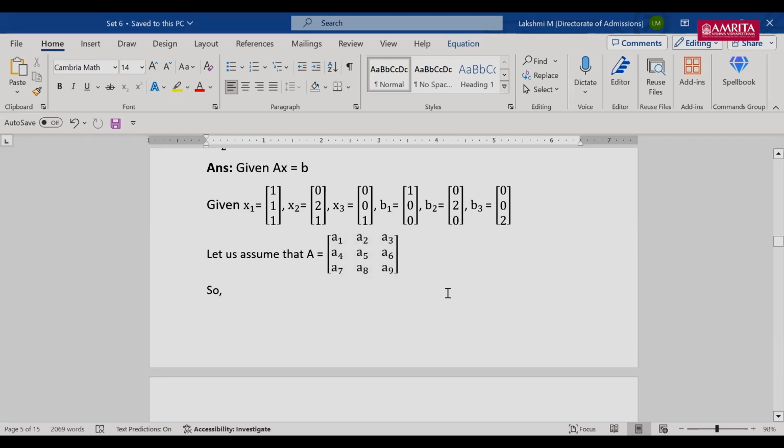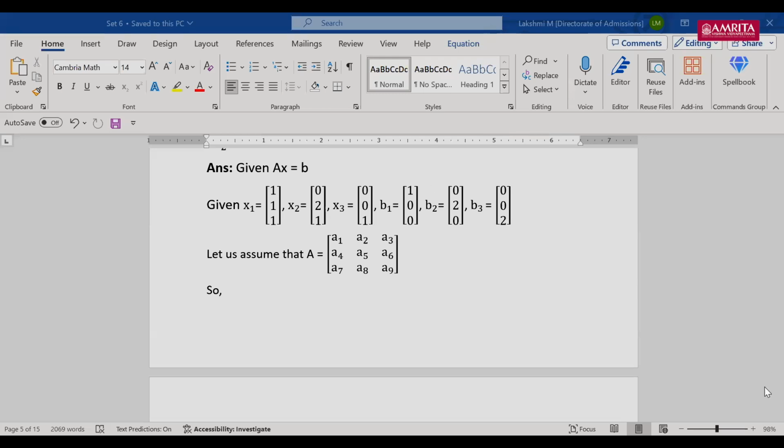Ax1 equal to B1. You have everything. Ax2 equal to B2. Ax3 equal to B3. Solve for all of them. Substitute again and again and find out the values of A1, A2, A3, A4, A5, A6, A7, A8, A9. You have the matrix A. Find the determinant, and that's what the question is asking.